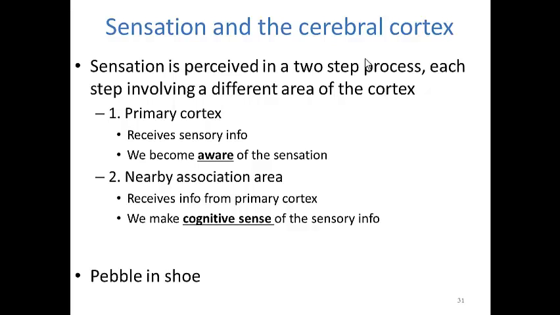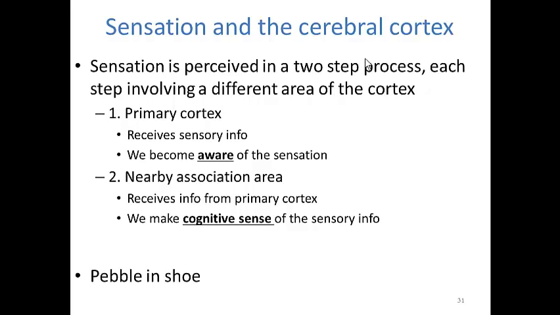From there, the information will be sent to the nearby association area of the cortex. When the information hits the association area, that's when we make cognitive sense of the information. That's when we go, aha, I know what I'm feeling. Let's take for example a pebble in your shoe.